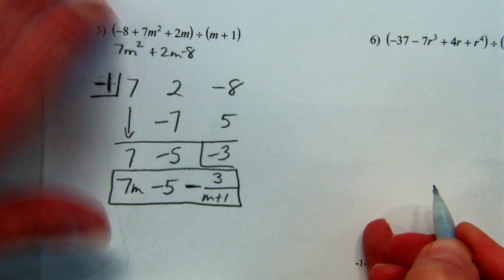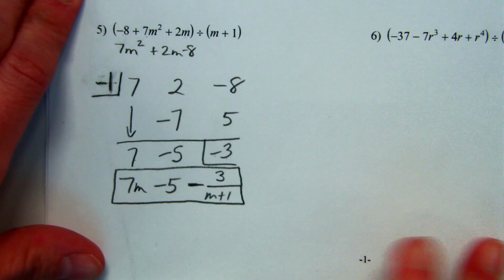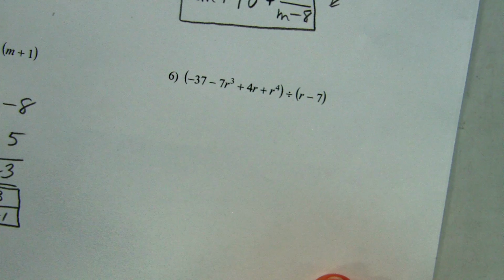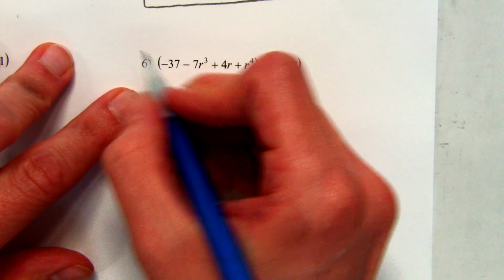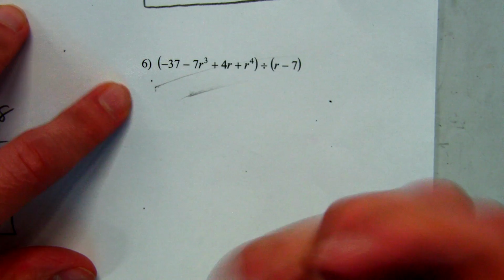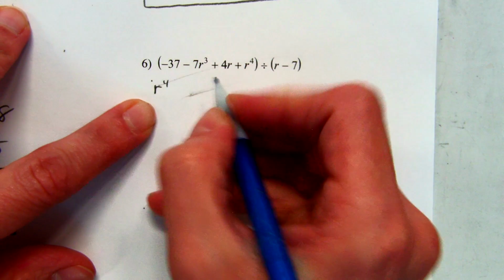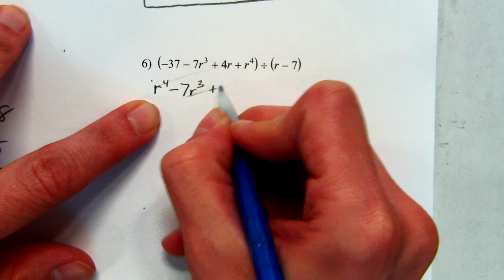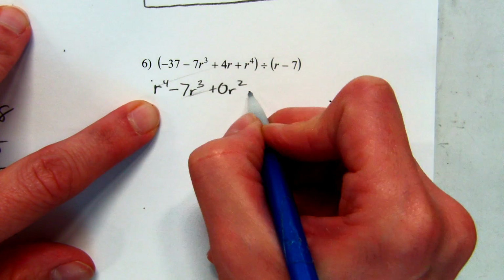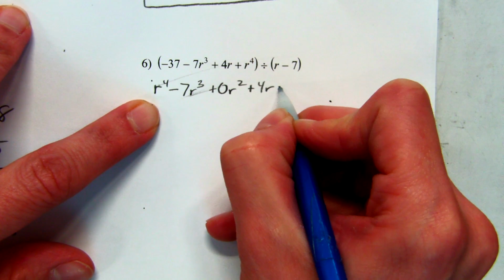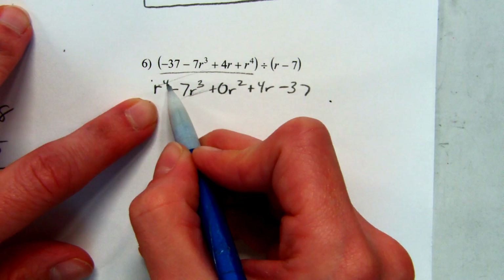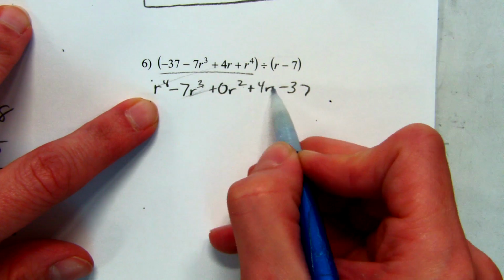Okay, the next one has some bigger powers in it and a little bit of a twist. We're missing r squared. Yes, we are missing r squared. So I like to rewrite them first just because that helps my brain. So you start with the highest power, r to the 4th. You've got minus 7r to the 3rd, and there's no r squared. So you're going to have to put in a 0 r squared plus 4r minus 37. So I just rewrote this part, and the powers need to go 4, 3, 2, 1, none.